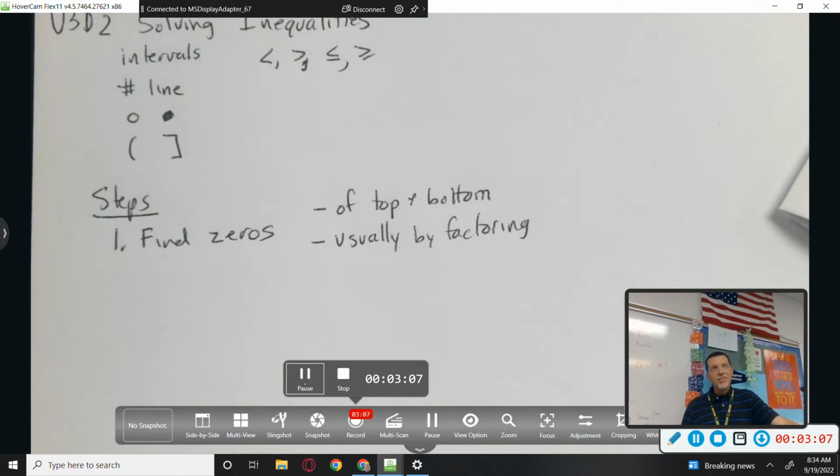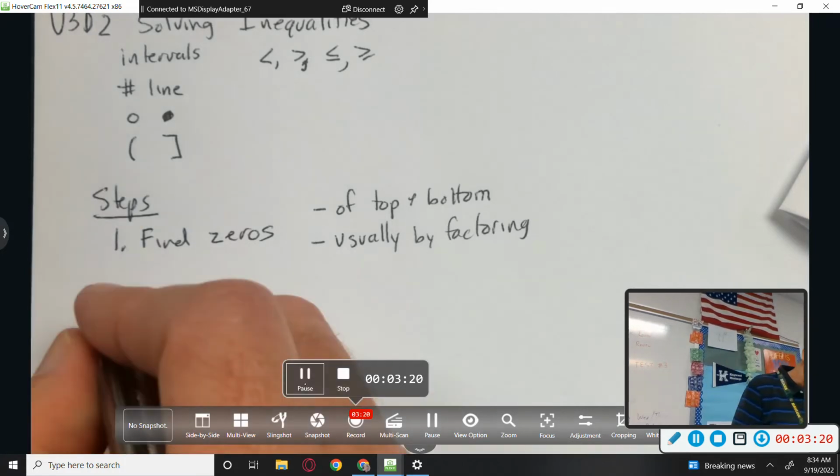Because if it doesn't factor, then you get an ugly number, and then you have to put an ugly number on the number line, and then it gets a little ugly after that. So most of the time they'll factor. And in fact, some of the time it's already factored, so that takes some of the work out of it for you.